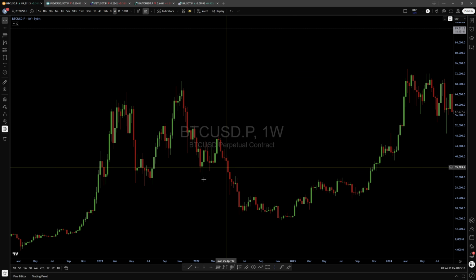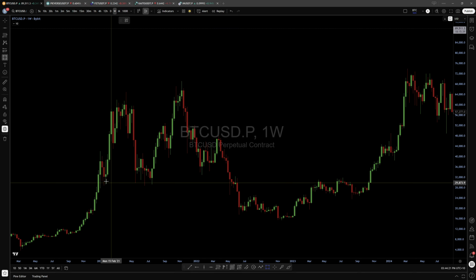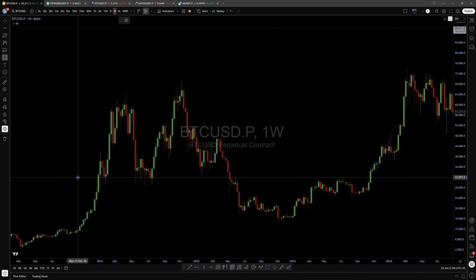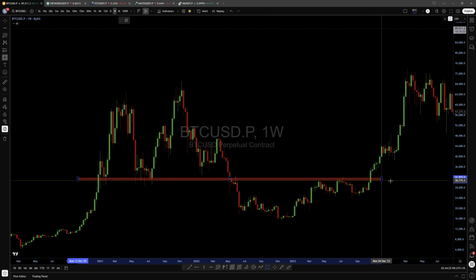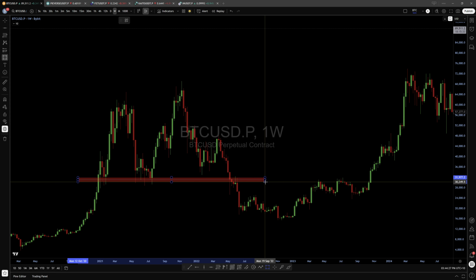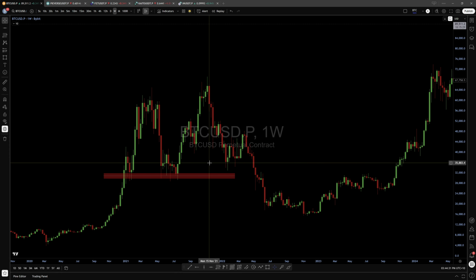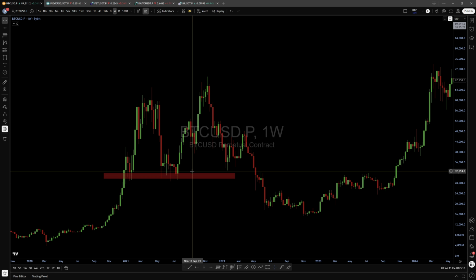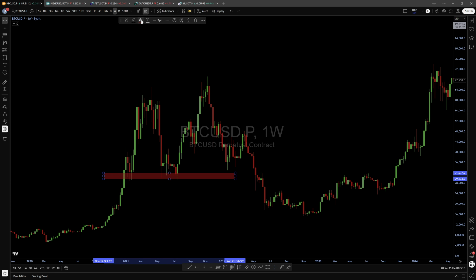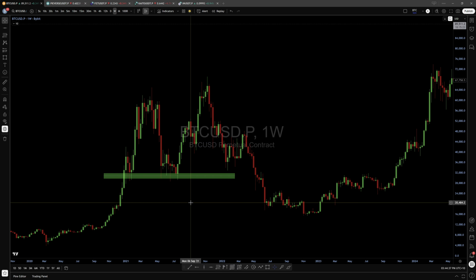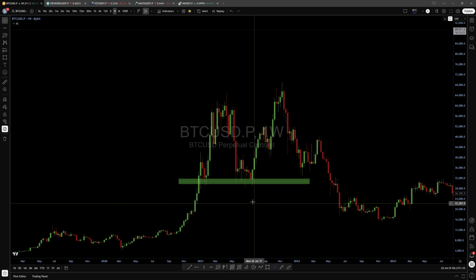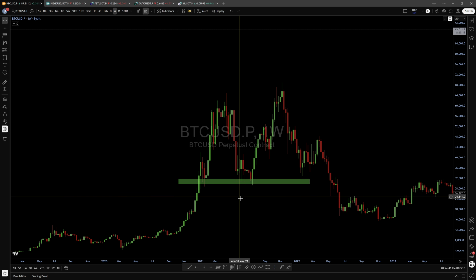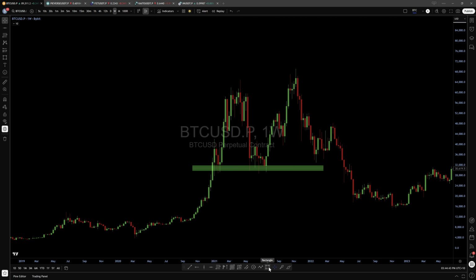And like here, you may have had support. I'll show you why I do this the way I do, why I draw these rectangles where I do. I use this rectangle tool here. It's on my favorites bar, and it's over here.